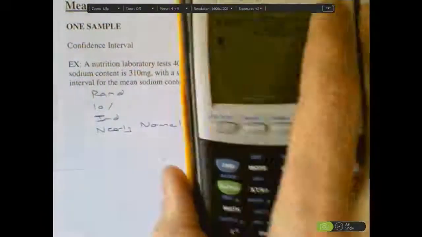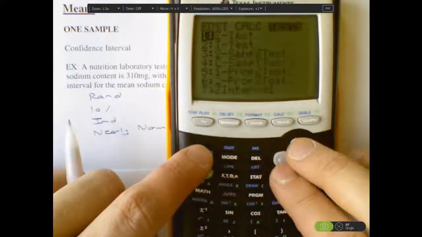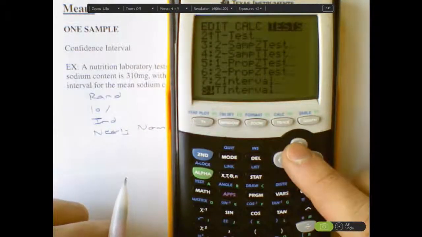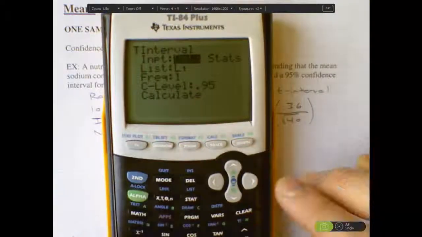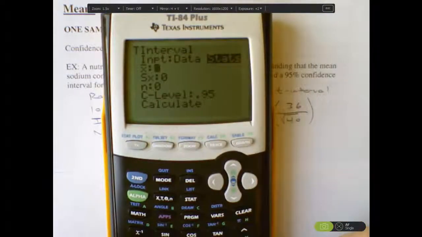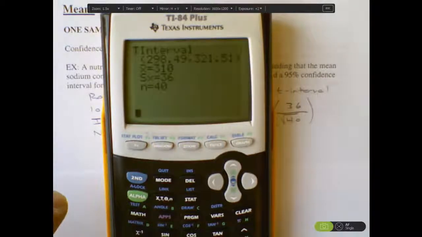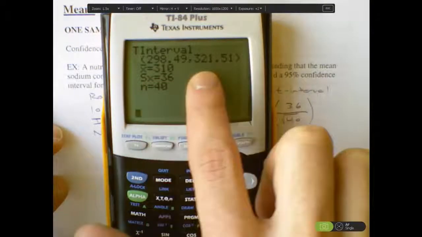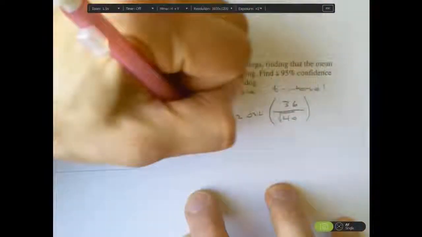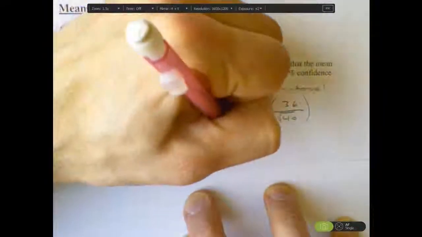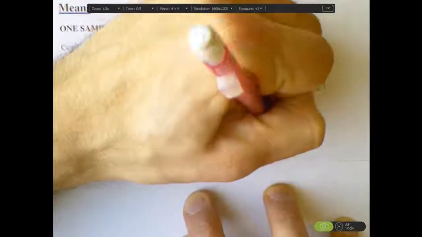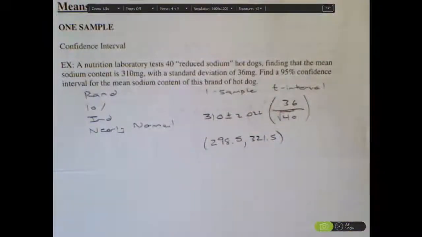So I'm going to go now to stat test, and I want to find t interval. I have the statistics, and my mean was 310, my sample mean, sample standard deviation 36, and my sample size was 40, confidence level 95%. So I'm going to calculate this, and I'm going to end up with 298.5 to 321.5. And that's going to represent my confidence interval there.